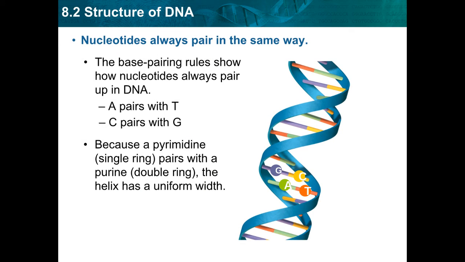Now, nucleotides are going to always pair in the same way, and we call these base pairing rules. So when the bases pair together, adenine is always going to pair with thymine and thymine with adenine. Cytosine is always going to pair with guanine and guanine with cytosine. Now, because they pair in this way, and it's always going to be one of the pyrimidines with one of the purines, the double helix is always going to have the same width, 4 molecules wide.